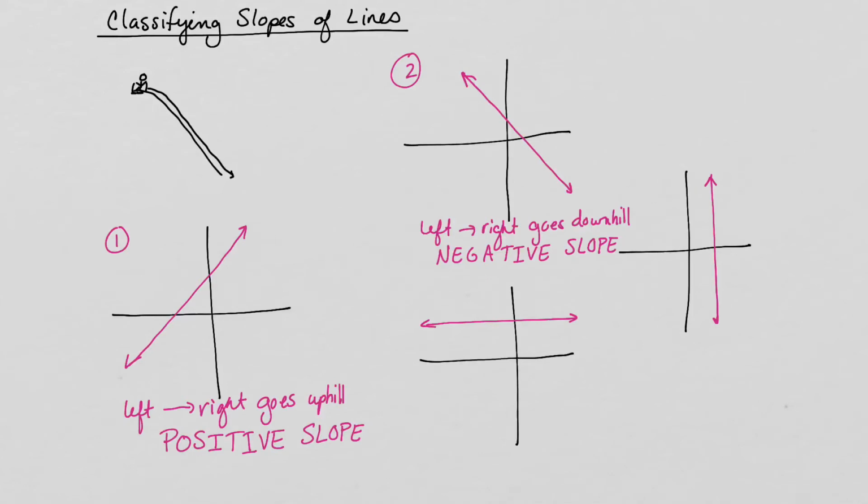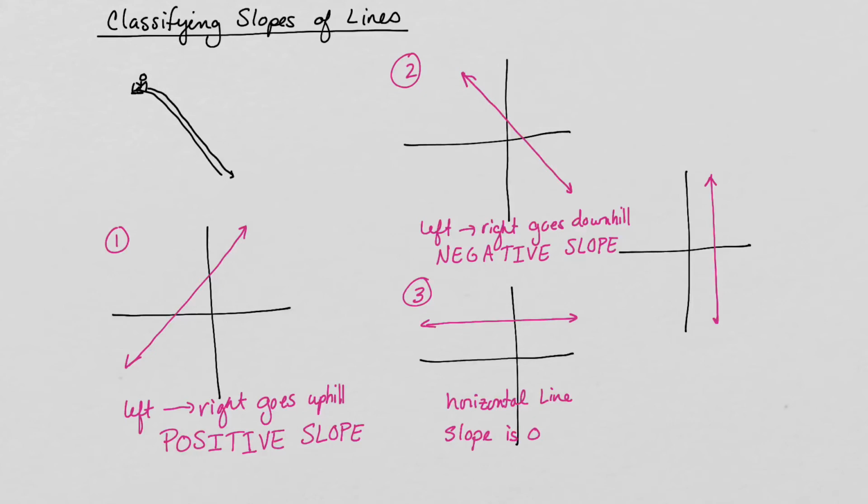The other two things that could happen: in number 3, you could have a horizontal line. And when you have a horizontal line, it is staying constant. It's staying the same the entire way. This would be like walking on a flat road. And when that happens, the slope is not changing at all. And so the slope here is actually 0, because nothing is happening.